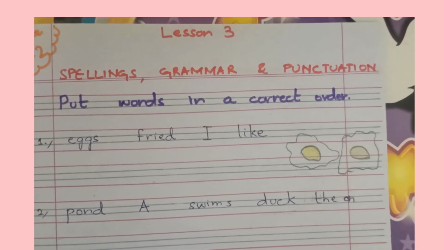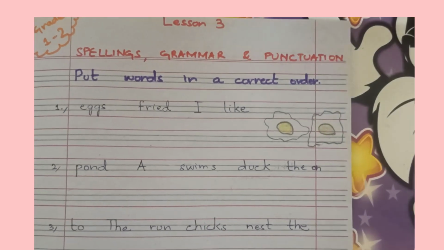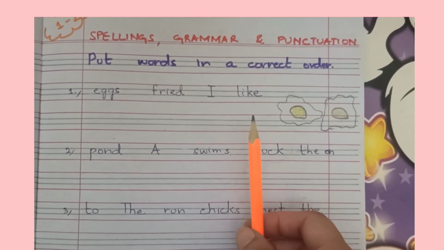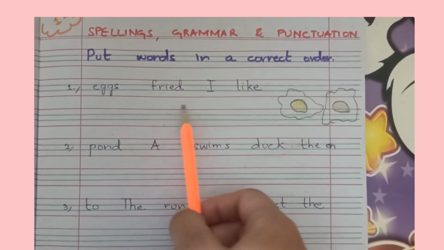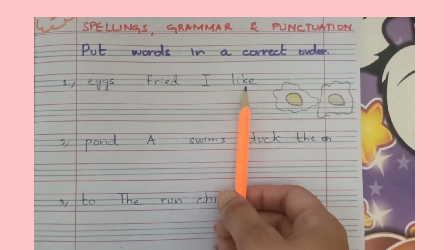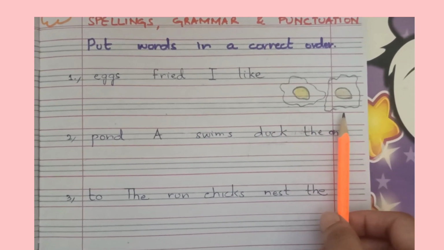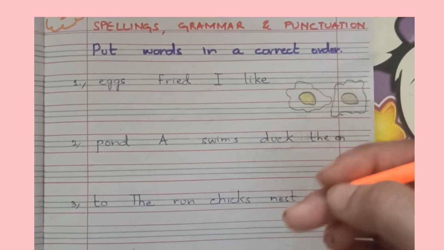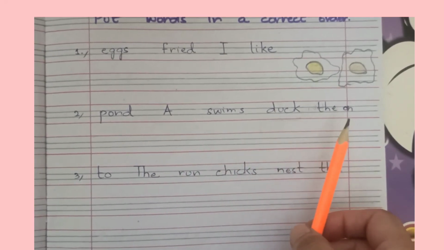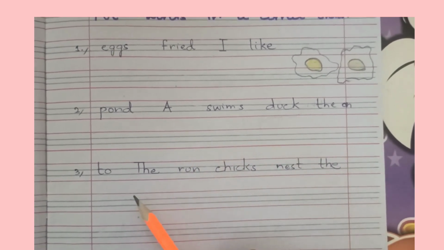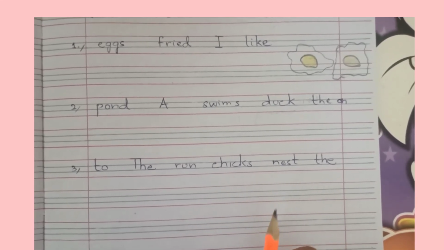Now lesson number 3. Put words in the correct order. "Eggs fried I like." If your student or child is a native speaker, it will be easy for them to write this sentence in the correct manner. But for non-native speakers, you need to draw some diagrams so they can easily understand the sentence. Some other examples are "pond a swims, duck the on": a duck swims on the pond. "To the run chicks nest": the chicks run to the nest.